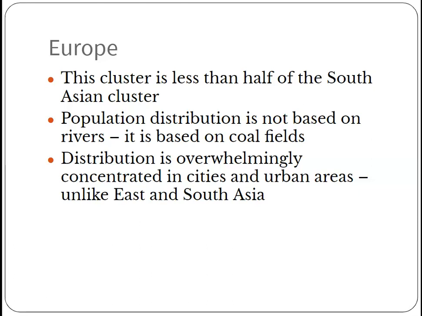South and East Asia. On top of that, overwhelmingly within Europe, more folks are living in cities than they are on farms. So this is kind of the opposite of East and South Asia. Our entire planet is becoming more urbanized. More and more people are moving to urban areas and cities. But Europe is even more so than what we see in East and South Asia. So a different type of clustering of folks where they live. So more coal fields and cities versus East and South Asia are going to have more of a rural emphasis along rivers.